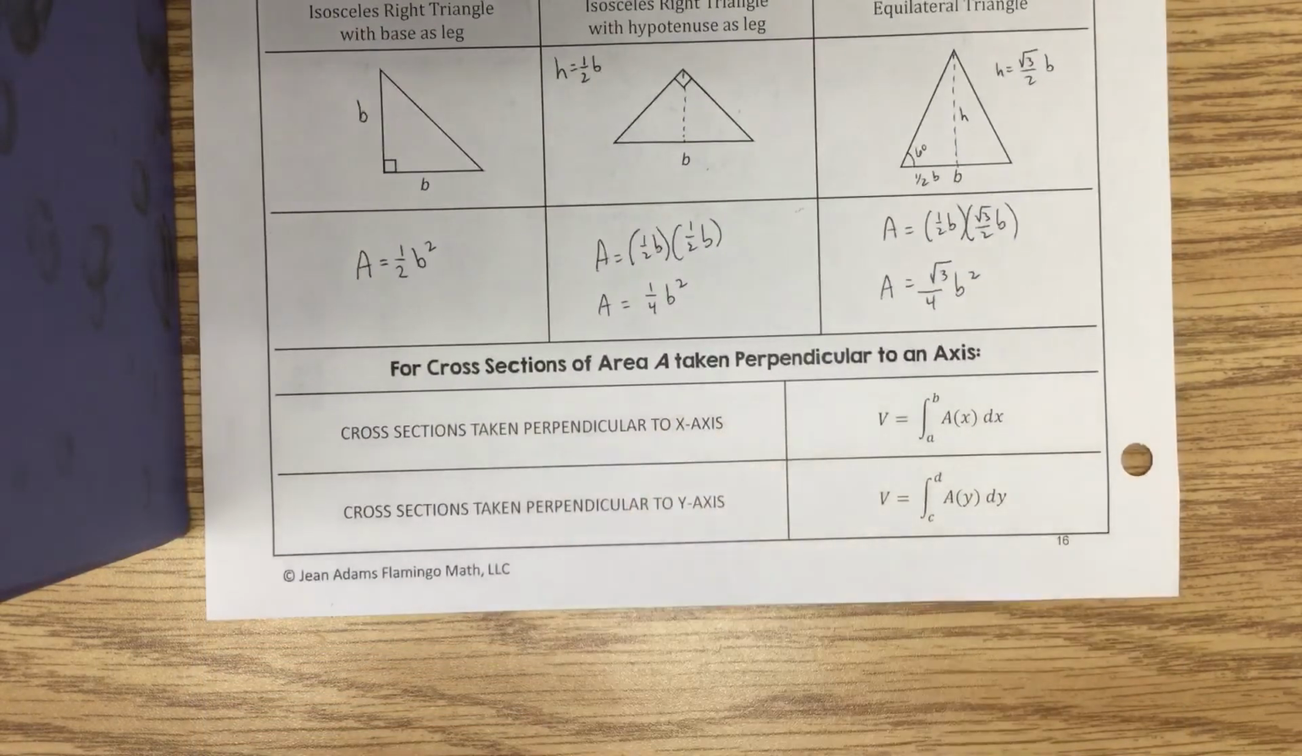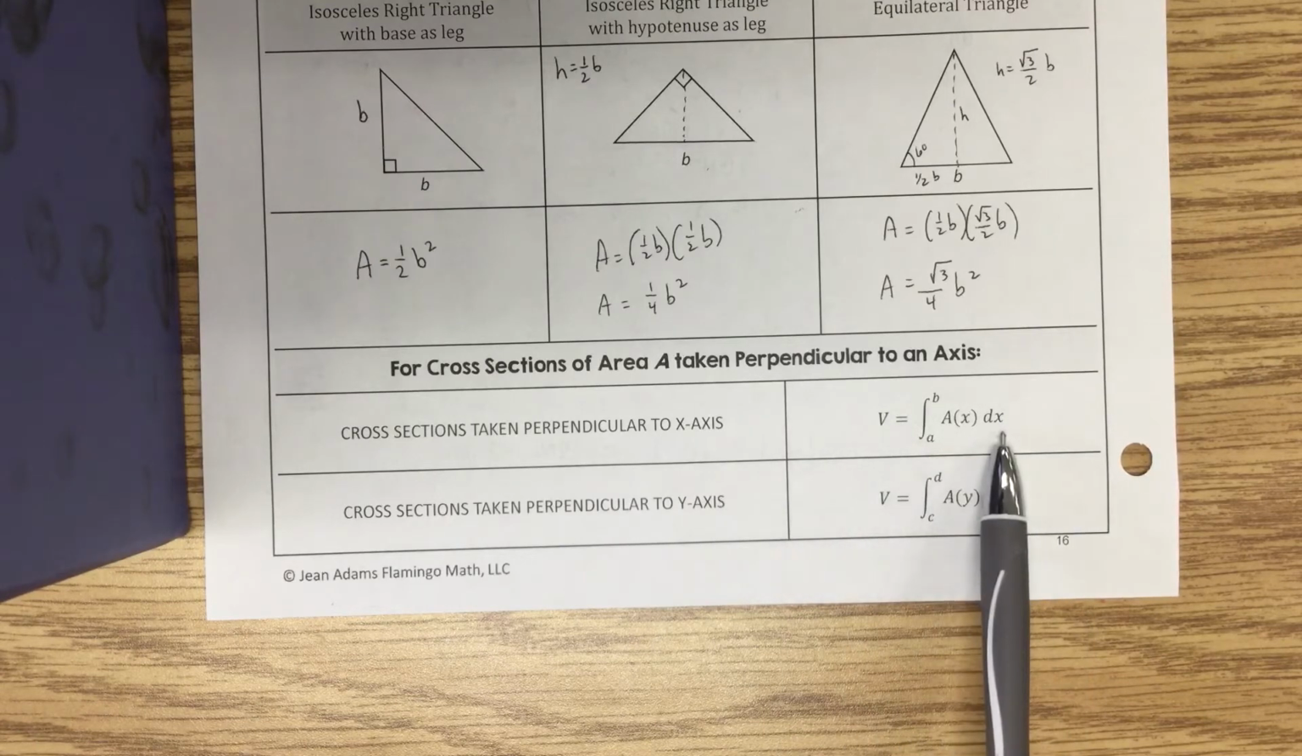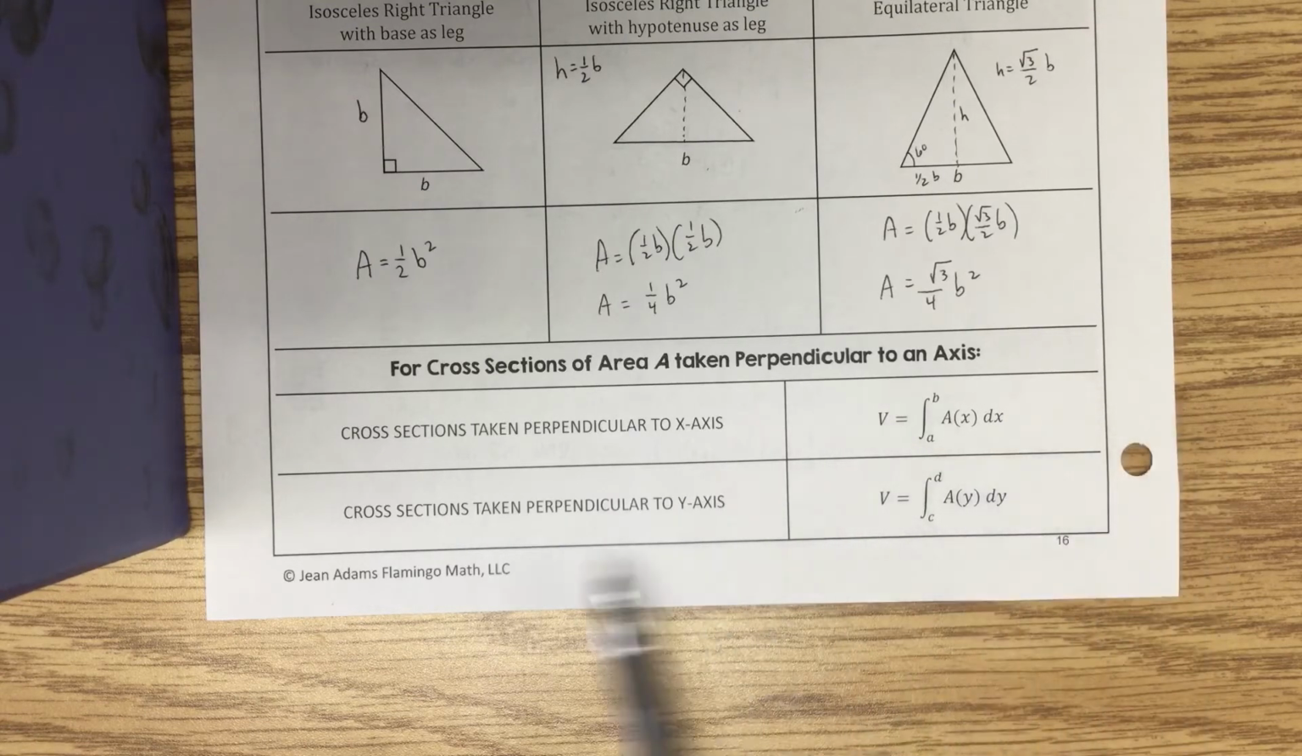Cool. So at the bottom we talk about cross sections of an area A taken perpendicular to an axis. So the cross section needs to be perpendicular to the axis. So the cross sections that I showed you earlier, they're going perpendicular to a particular axis. So cross sections taken perpendicular to x-axis are going to be this one right here. Notice we're doing it with respect to x. If they're perpendicular to the y-axis, then they're done with respect to y.